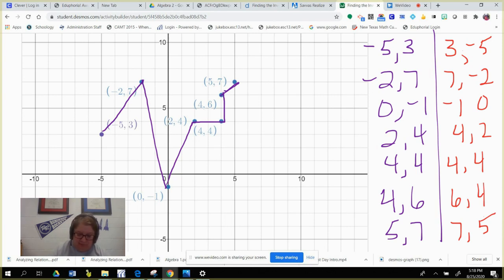So we're going to start with 3, negative 5. And go from there to 7, negative 2. And then to negative 1, 0. And then to 4, 2. And then to 4, 4. And then to 6, 4. And then to 7, 5.